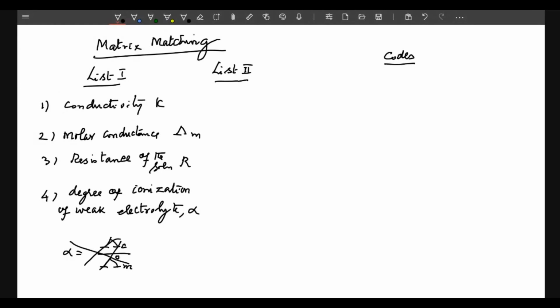This is list 1. You should correlate with the items present in list 2. Lambda C by lambda naught M. To which parameter this one corresponds? Decreases with dilution.